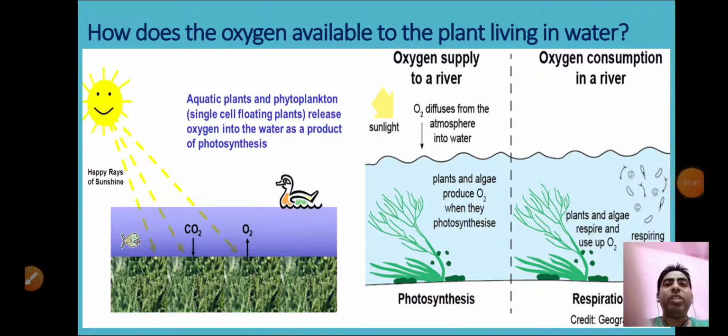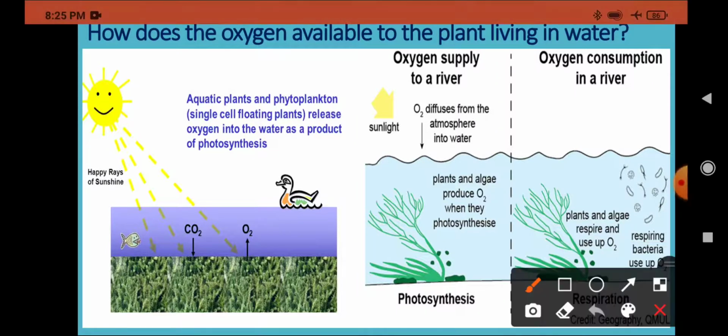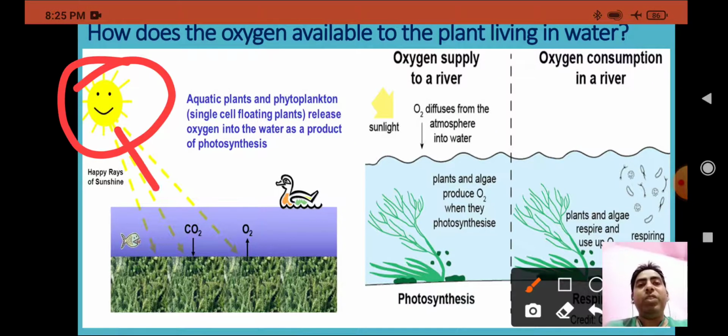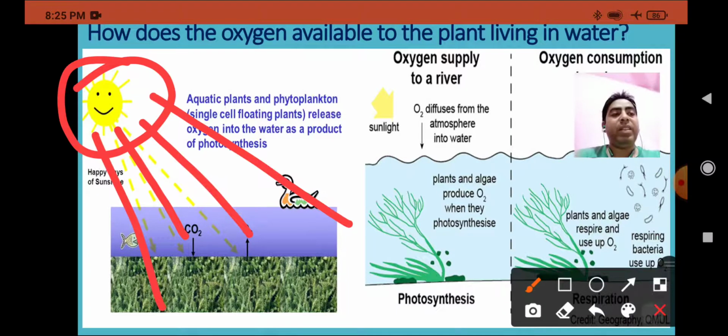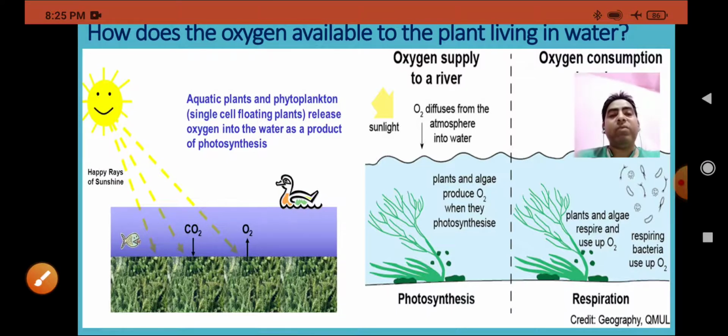Now the next question is, how does oxygen become available to plants living inside the water? Many plants live inside the water, such as pondweed and hydrilla. From where do these plants take oxygen? You can see here the sun gives sunlight to the water, and that light goes to the plant. They take carbon dioxide from the atmosphere.